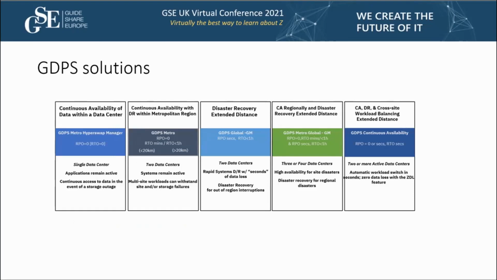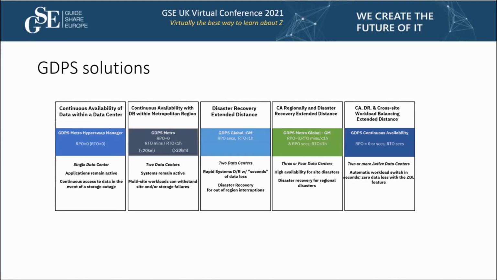These are all the GDPS solutions that exist. Each of these solutions addresses different needs depending on several aspects. One is the topology of the data center. What's the distance between your sites? How many copies of data do you need? And so on. The other important aspect is the objectives in terms of RPO and RTO.